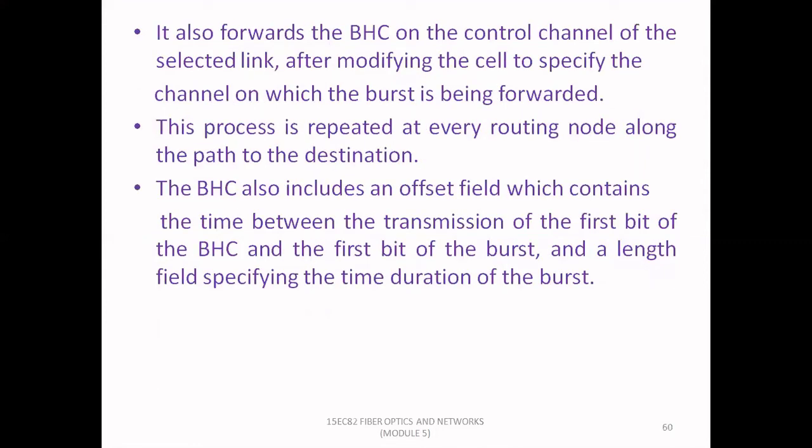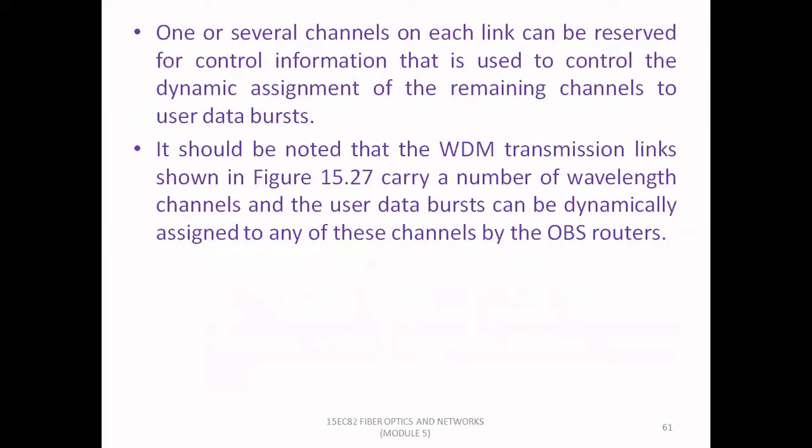It also forwards the BHC on the control channel of the selected link after modifying the cell to specify the channel on which the burst is being forwarded. This process is repeated at every routing node along the path to the destination. The BHC also includes an offset field which contains the time between the transmission of the first bit of the BHC and the first bit of the burst, and the length field specifying the time duration of the burst.